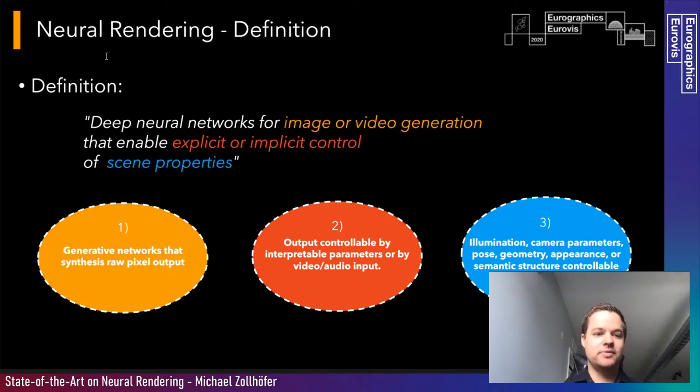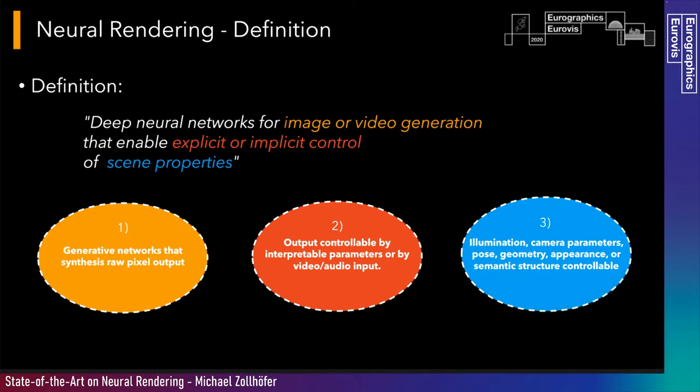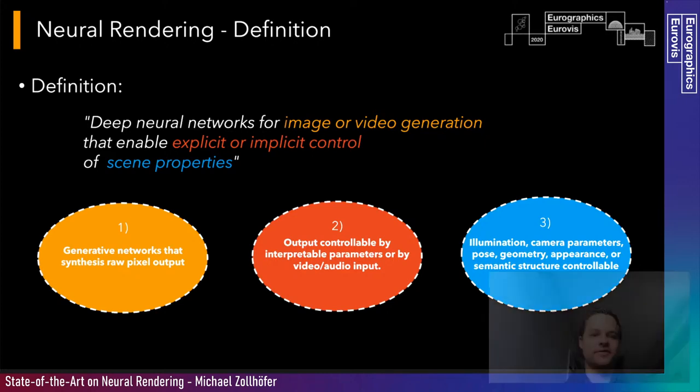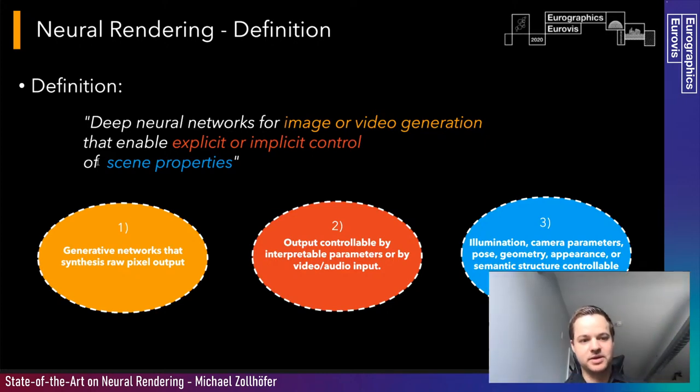Maybe let's dive a bit deeper into what neural rendering actually is. And we actually had quite a debate writing this state-of-the-art report, what the actual definition is, because it's something that is brand new and it's still exciting and people don't really agree on what it actually is yet. So we came up with the following definition. So we defined neural rendering as deep neural networks for image or video generation that enable explicit or implicit control of scene properties. Now let's look a bit closer at that.